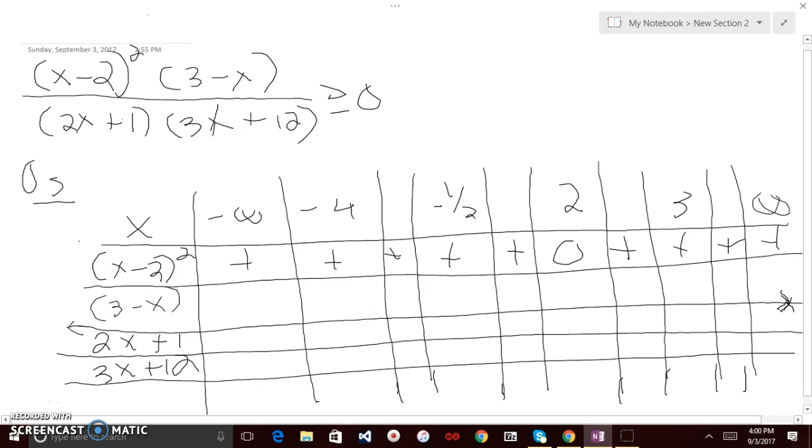Now moving to 3 minus x. So let's go right here. It's a 0 here. If you put in a 4 for x, you get a negative number. So everything on the right is negative. Everything on the left of the 0 is positive. So positive, positive, positive, positive.